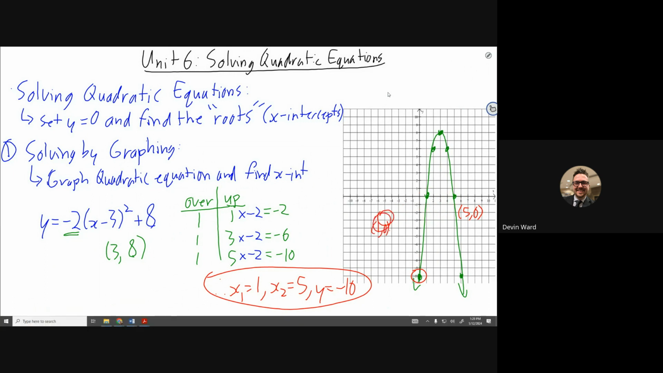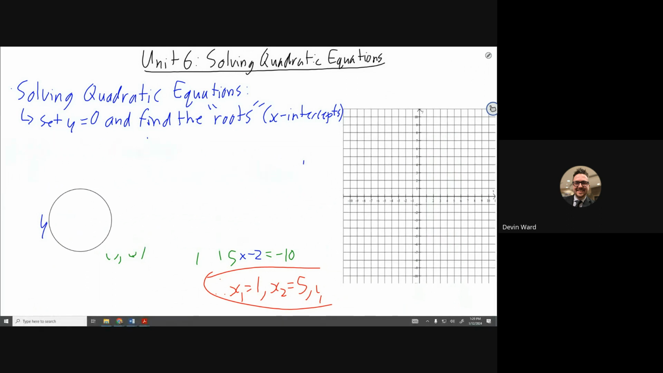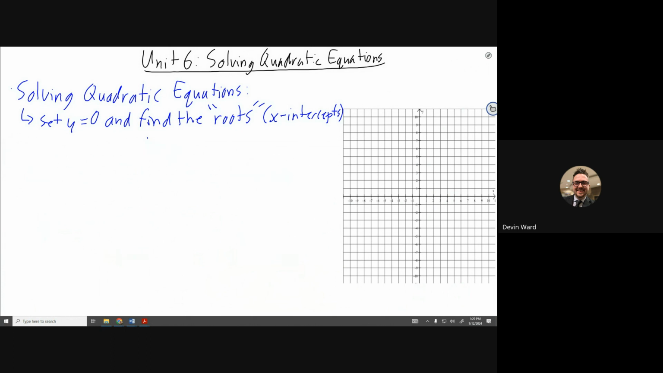Okay? But what if I have the same basic parabola shape, but everything's just moved down 1? Everything is moved down 1. Okay? What are my intercepts now? Could be 1.25, could be 1.1. This one could be 4.9, could be 4.8. I don't know for sure. So we can't use graphing anymore. So we have to use one of our other two techniques. Okay, and the first one we talked about was solving by factoring.